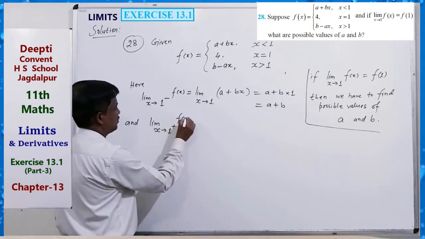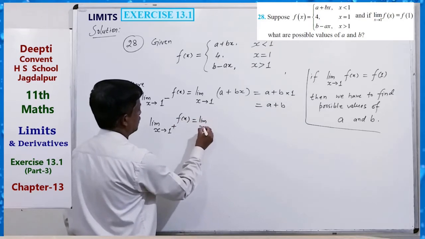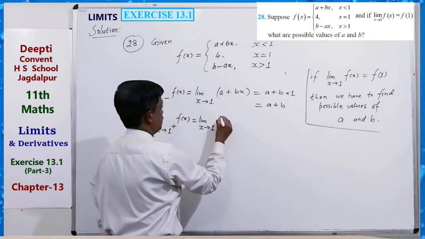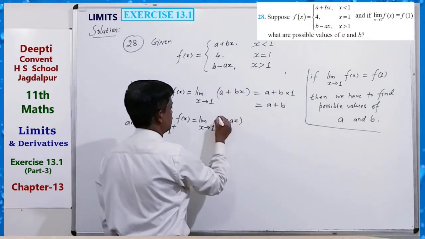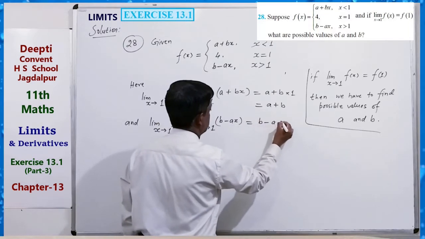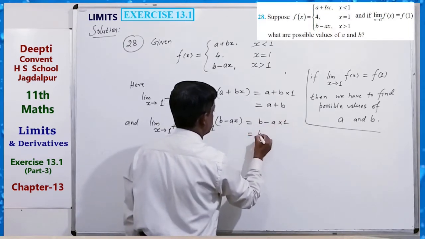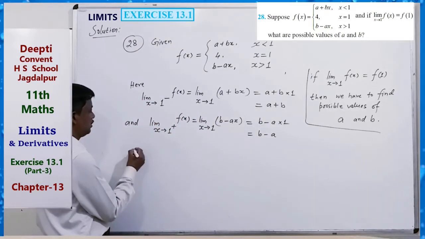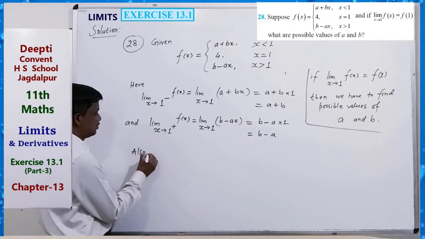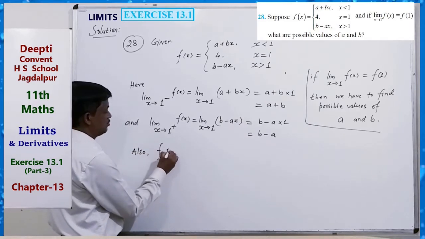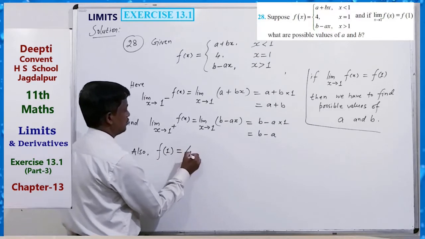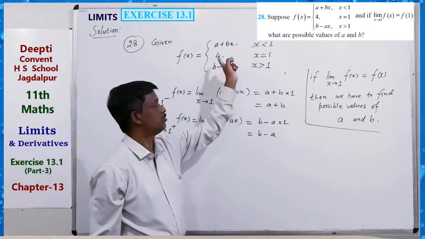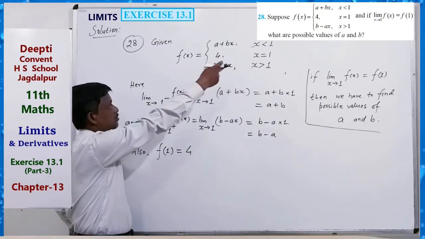plus f(x). So limit x tending to 1 right hand limit is b minus x, that is b minus a into 1, this is b minus a. So this is the right hand limit. Also f(1) is given in the function. f(1) equals 4. Value of the function at 1 is 4.